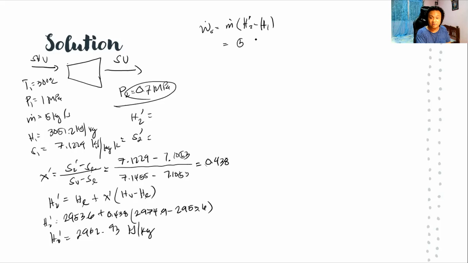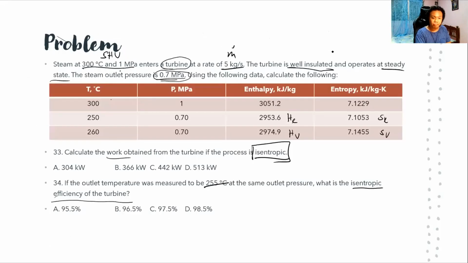So we have 5 kilograms per second, and then just multiply that to 2962.93 minus 3051.2. Then you will get the isentropic work to be negative 441 kilowatts. This is letter C, so it's actually near to 442 kilowatts.